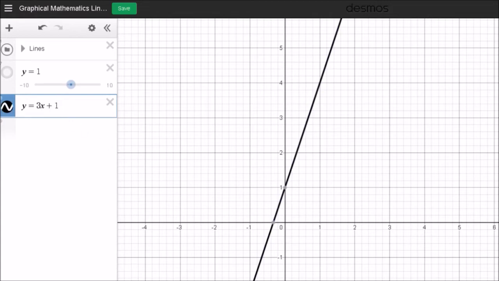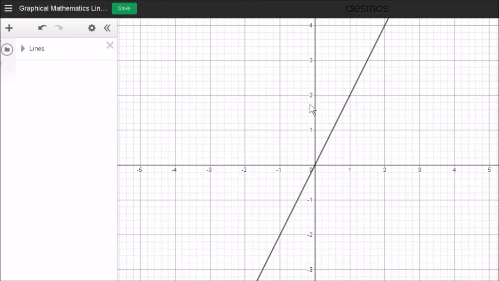So let's have a look at another one. Where does this line cut the y-axis? Well, it cuts the y-axis at a height of 0. So the initial guess for our line is going to be y equals 0. But that's not quite right, because we don't have the gradient. Now we have to work out the gradient of this line here. So let's work it out.